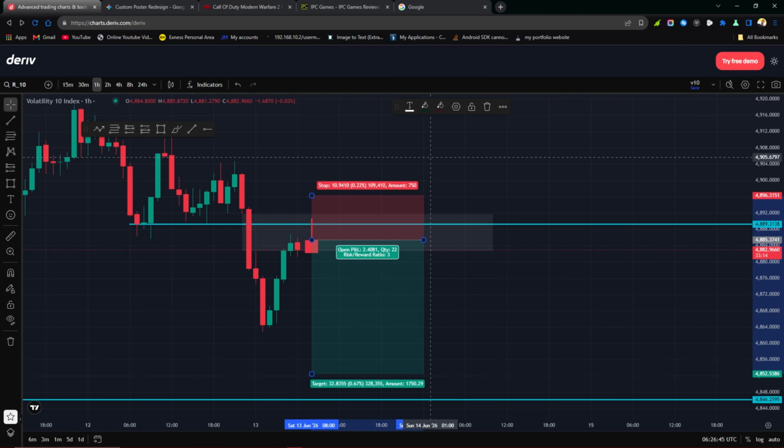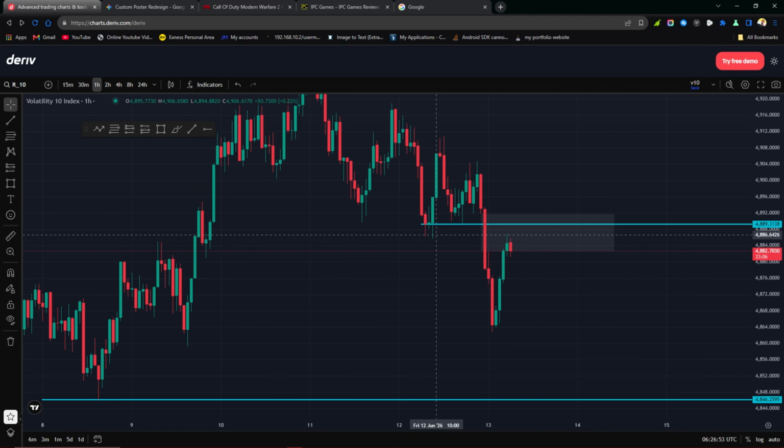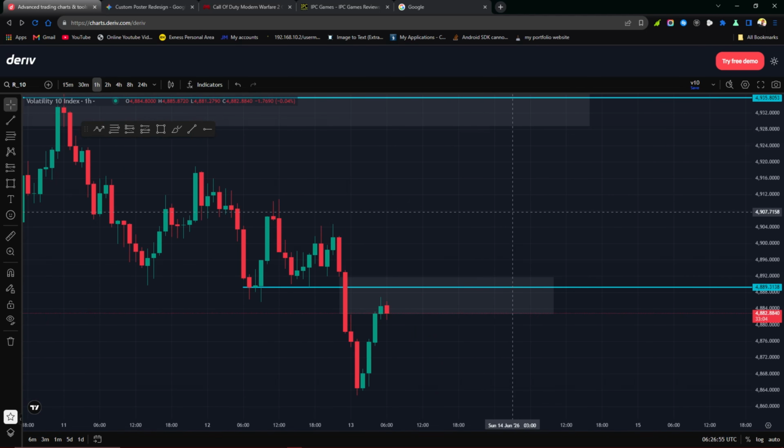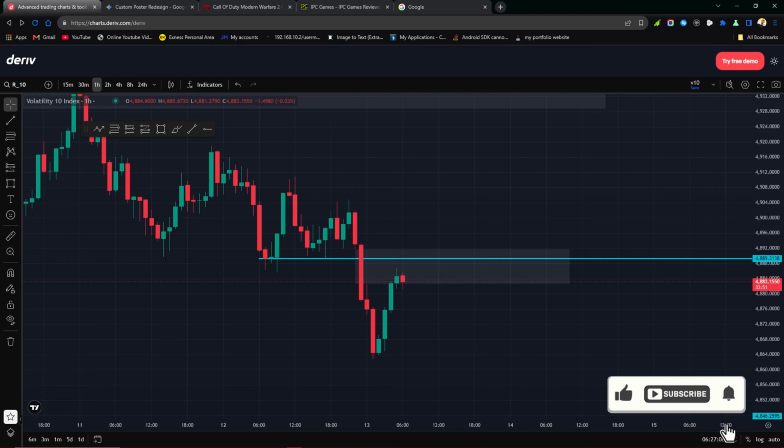So for now, I'm going to sit on my hands and wait and see what price will do as soon as it gets to that level. But volatility 10 is on a bearish momentum. Guys, you should not be thinking of buying volatility 10. That would be a very huge financial mistake. Alright, so that will be all for now.